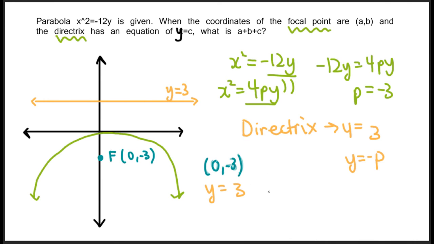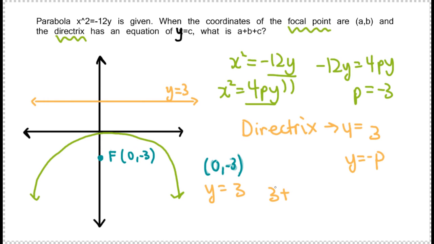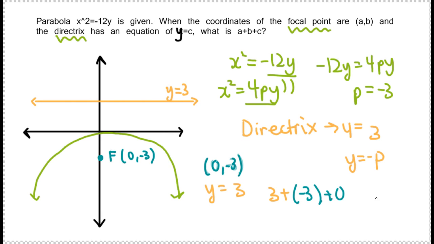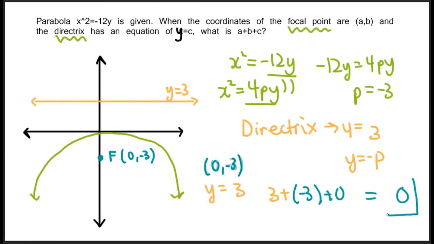So a plus b plus c is 0 plus minus 3 plus 3, which would equal 0, and that is our final answer.